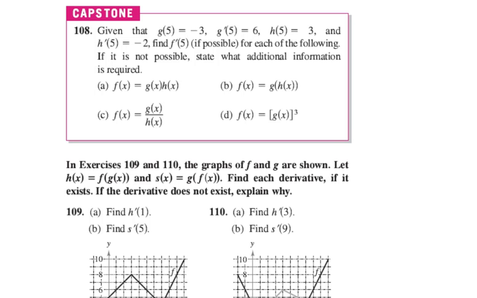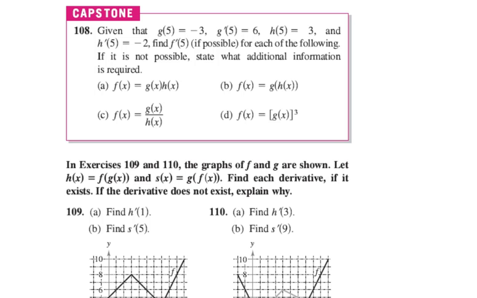In this next video, we're going to look at problem 108, which is similar to preceding problems where we're going to work without specific functions, but we're going to work with the different derivative rules: quotient rule, product rule, chain rule, etc. And we're given some values for the functions and for their derivatives at particular points. So let's take a look at one by one what we have here.